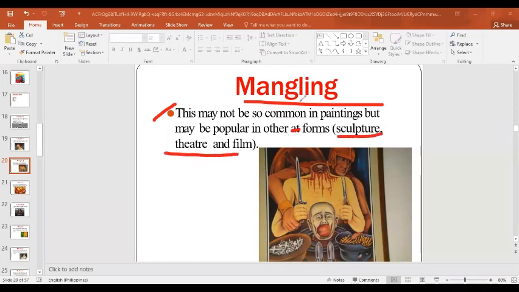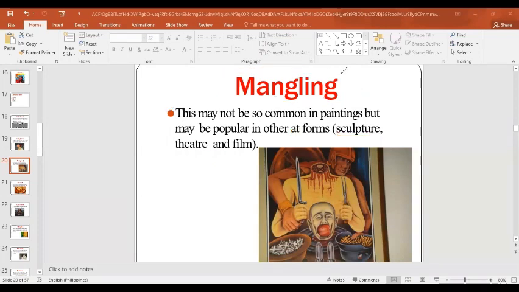An example of mangling is when we watch movies like zombies, di ba? Yung prosthetic na ginagamit can be an example of mangling. I don't know if nakapag-try na kayo or nakakita na kayo ng gano'n, mga parang sugat-sugat siya sa balat natin. No? That is an example of mangling.